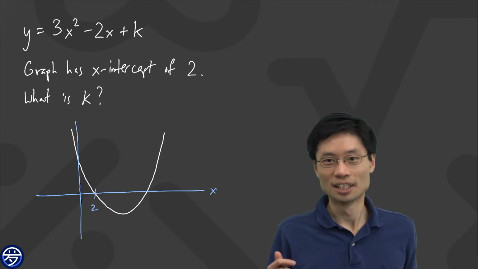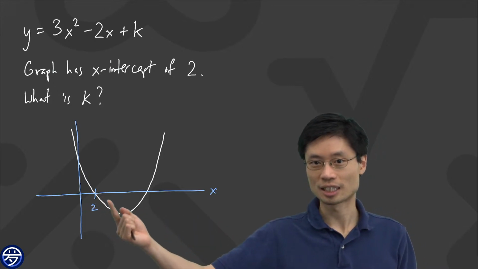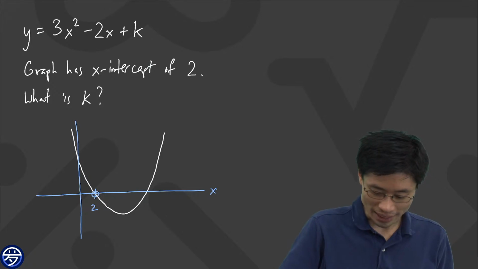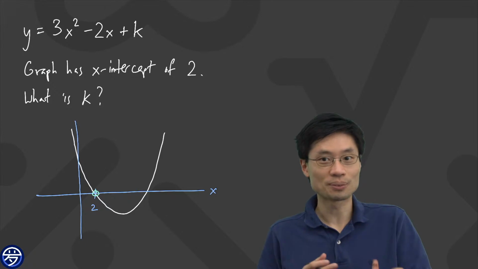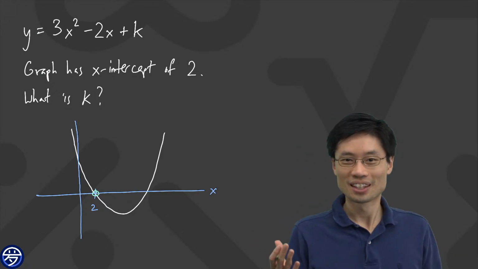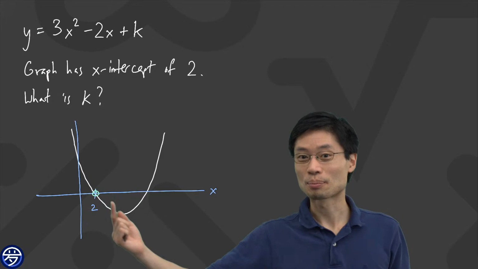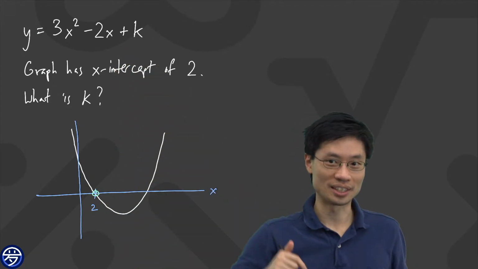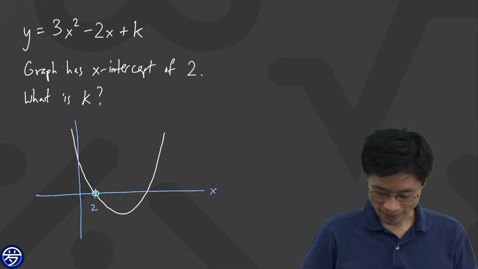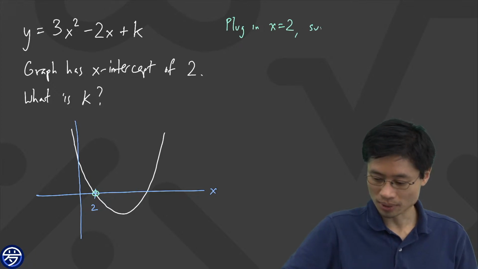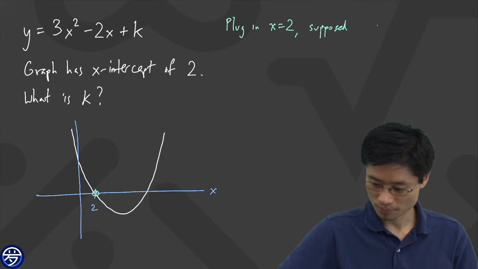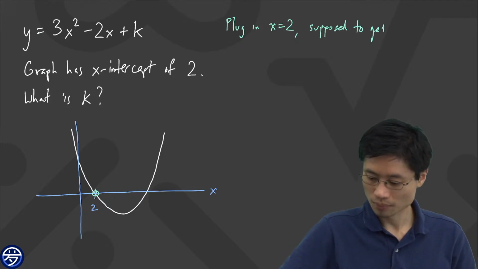Well, how would you think of this? If I happen to know that it has an x-intercept at 2, what you know is that if you plug in x equals 2, you're supposed to get 0. Oh, that's all I have to do. So let's try it. Let's plug in x equals 2. You're supposed to get 0.